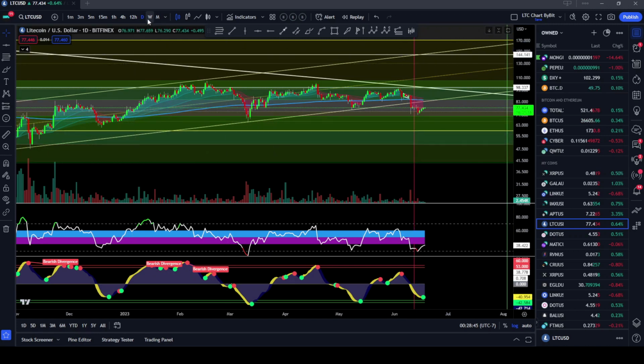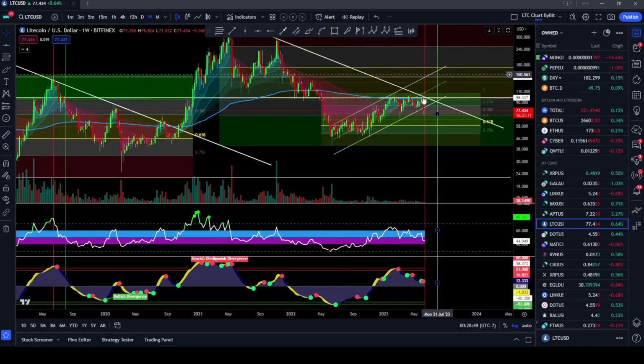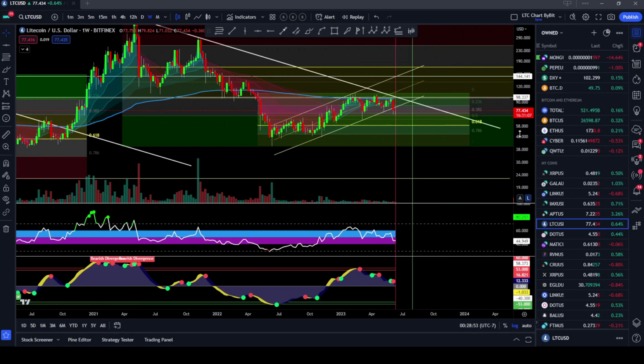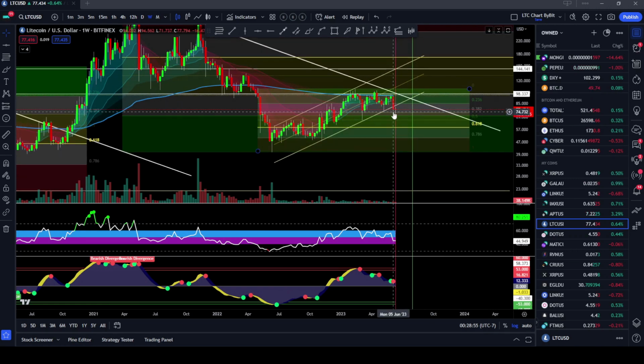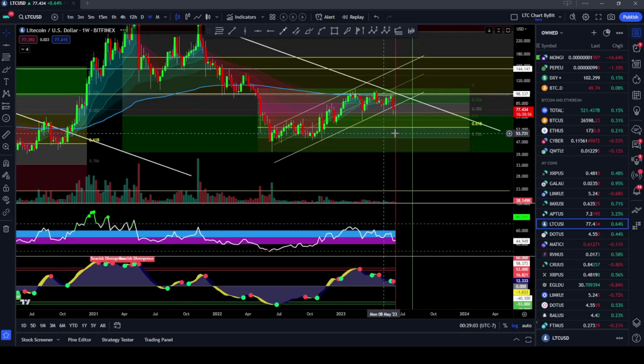What's also interesting here for Litecoin is we were in this rising channel, as you can see, and right before the 49 days, we broke down from that channel. Actually on the daily time frame, it was 2 days before the 49 days. We broke down from this channel, and now we're getting the retest of that channel.